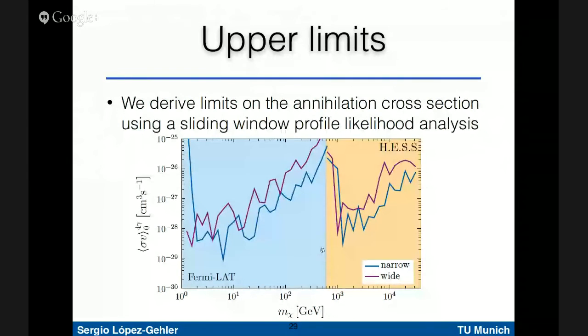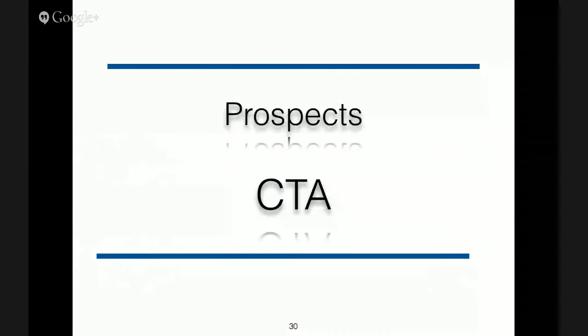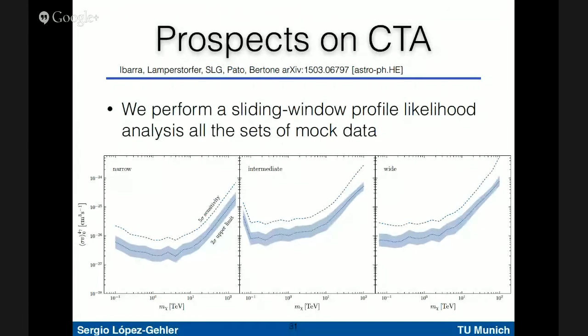When we want to draw limits using different data. Now I'm going to talk about one of the last works I've done, in which we derived prospects for this next generation telescope, the CTA. First I'm going to show the most important results, the easiest to the eye. Again, we performed a full sliding window analysis using 300 sets of mock data, which would be expected to be measured with the CTA instrument. Using this data, we would be able to draw these limits for these different cases: narrow, intermediate, and wide.